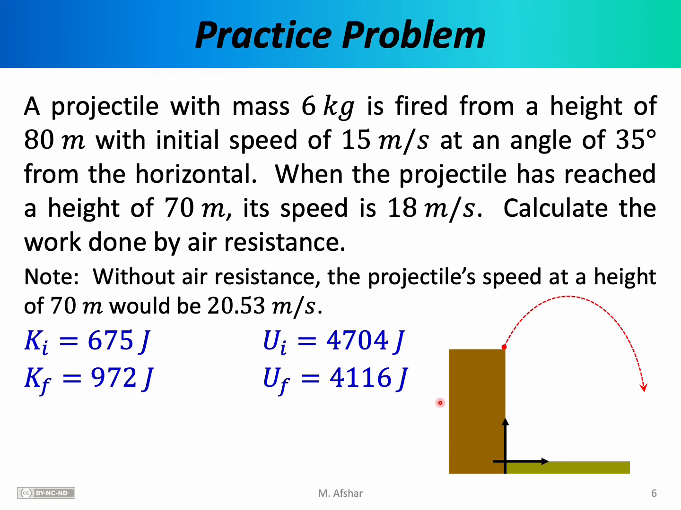Now, recall that the conservation of energy equation tells you that the work done by the non-conservative forces is equal to delta K plus delta U. In this case, the only non-conservative force we worry about is air resistance or drag. We can figure out delta K. Delta K is simply K final minus K initial. We can figure out delta U. That's just U final minus U initial. When we plug all that in, we find that the work performed by air resistance is minus 291 joules.